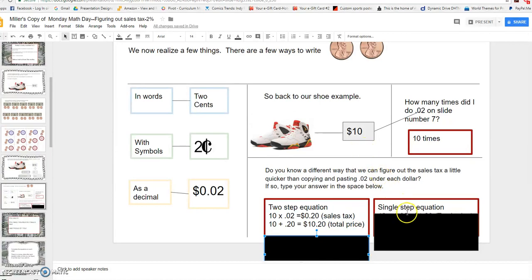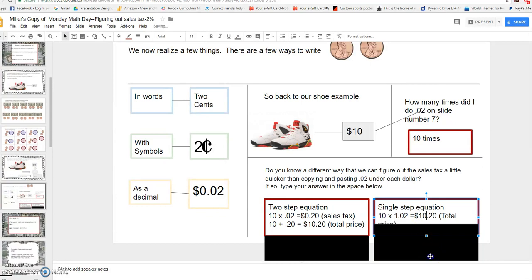Now you can also do this as a single step equation. Okay, when you multiply, since I knew I would have to add that back in anyway, I could multiply my 10 times 1.02. So this 1 takes care of the second step where I would have added it back in. And then here is my sales tax of 2%. And so the total is $10.20. So that is how you would do it if you were doing it as a single step equation. Okay? All right, if you did not get that, please go ahead and push pause. You can re-watch this part of the video, or you can push pause and go ahead and fill yours in, and then we will continue.